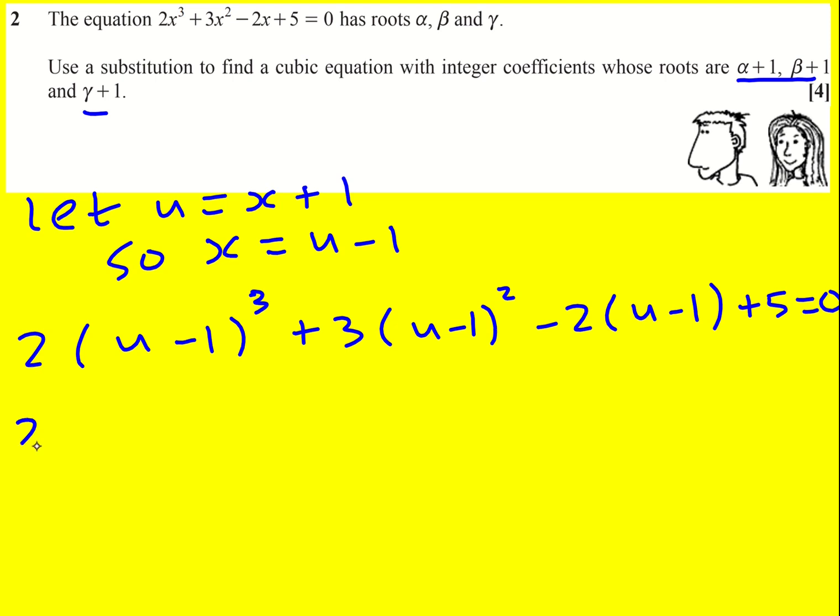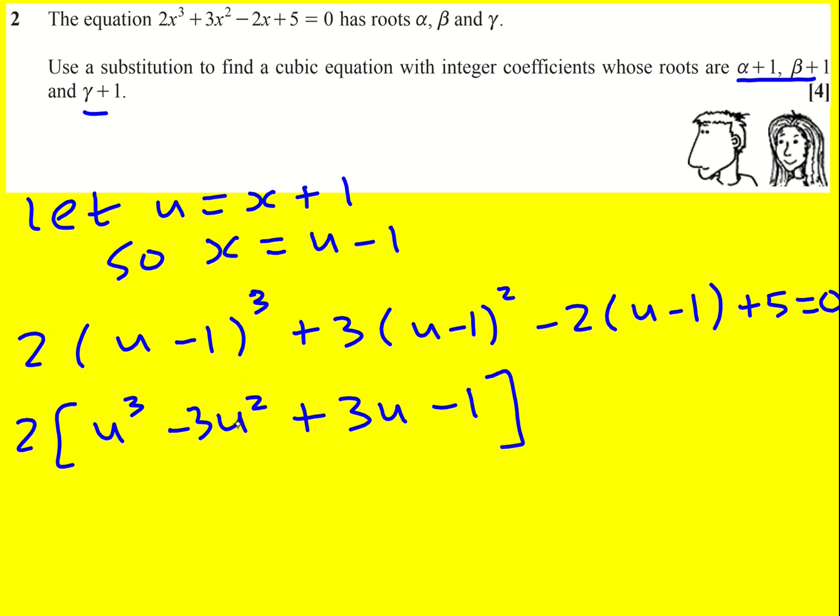Right, so first things first, I've got 2. I can actually do a binomial expansion on this one. It's going to be u cubed. I'm going to end up with minus 3u squared plus 3u minus 1.